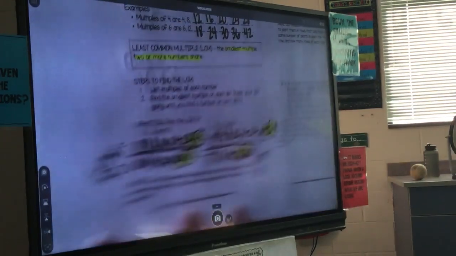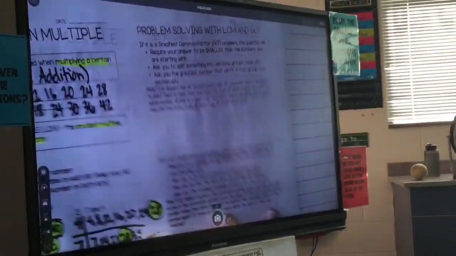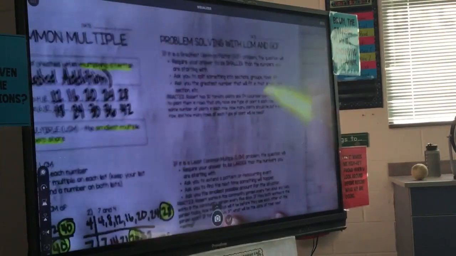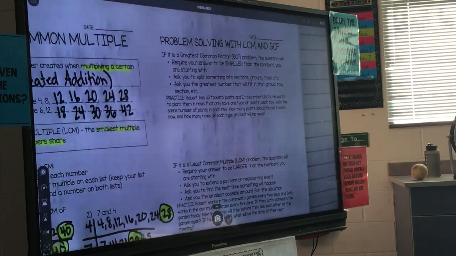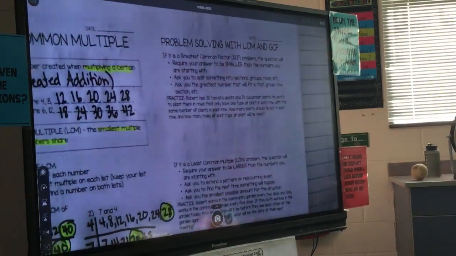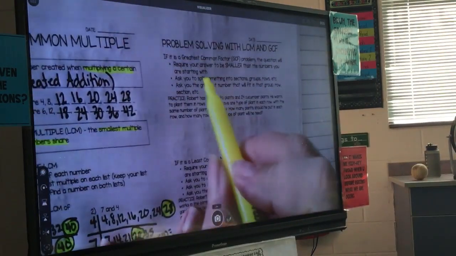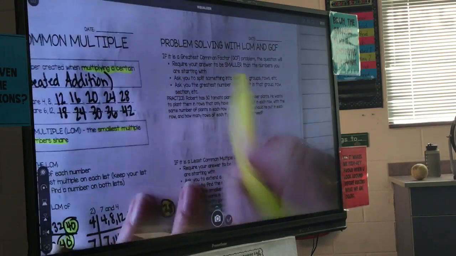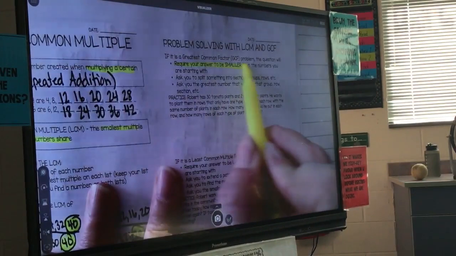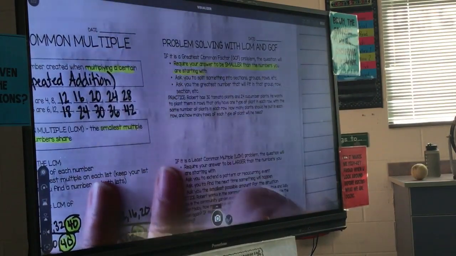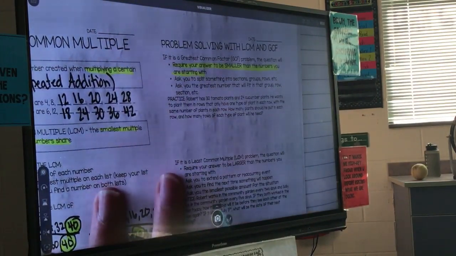All right, slide over to the problem solving with LCM and GCF. These hints are going to be very helpful today when you go into your practice problems that you're about to get. So it says, if it is a greatest common factor problem, the question will require your answer to be smaller than the numbers you are starting with. Your answer is going to be smaller.